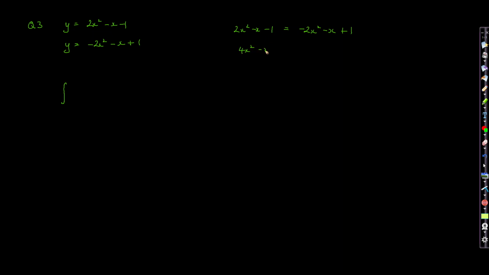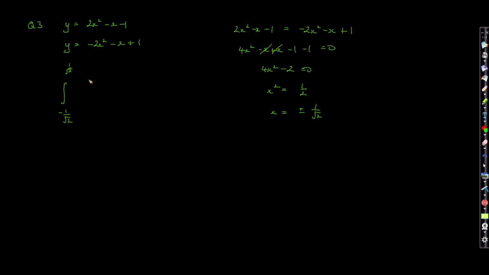Okay, so we're going to get minus x plus x minus 1 is equal to 0. These cancel, and we get 4x squared minus 2 equals 0. x squared is going to equal a half. x is going to be the positive and negative square root of 1 over root 2. So that will be our limits.